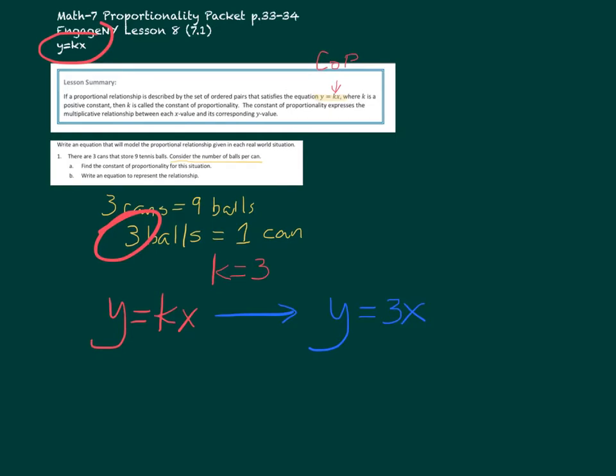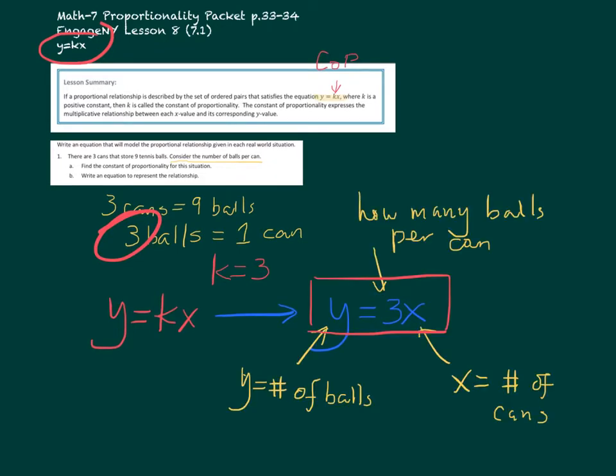So if you break down this equation, y actually stands for the number of balls, and then 3 is 3 balls in 1 can, and x is the number of cans. Okay, I realize that this is probably the first time you've seen an equation like this, and we are going to do this quite a bit. But like I said, when you break this down, y stands for the number of balls, and 3 is how many balls per can, and then x stands for the number of cans.